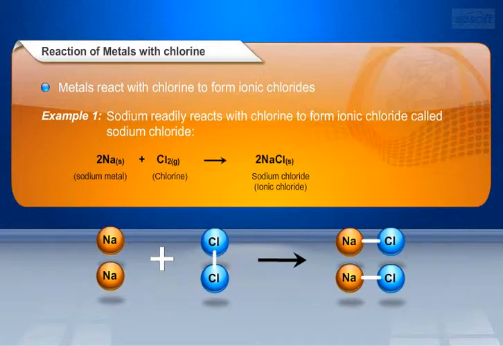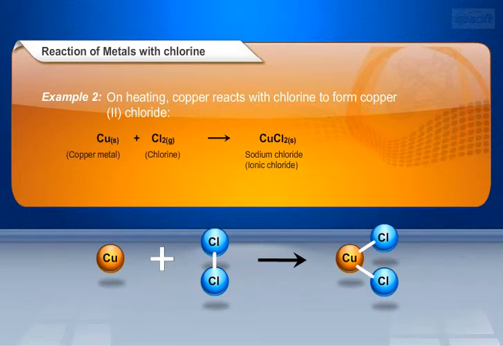Next example is on heating, copper reacts with chlorine to form copper chloride. The chemical equation is copper plus chlorine on reaction gives copper chloride or cupric chloride. All these metal chlorides are ionic compounds or electrovalent compounds.